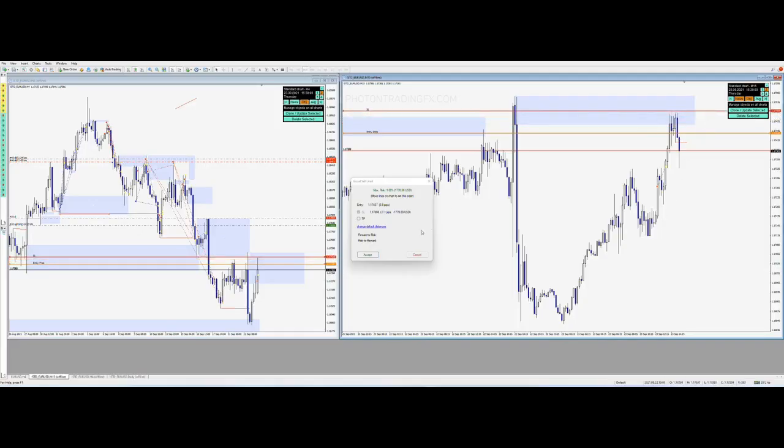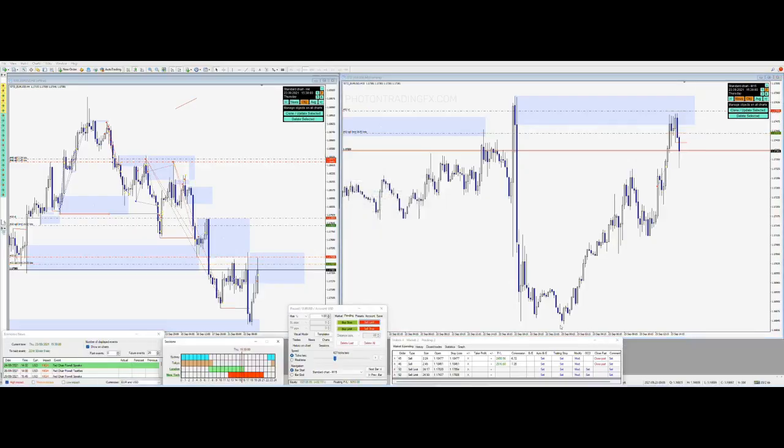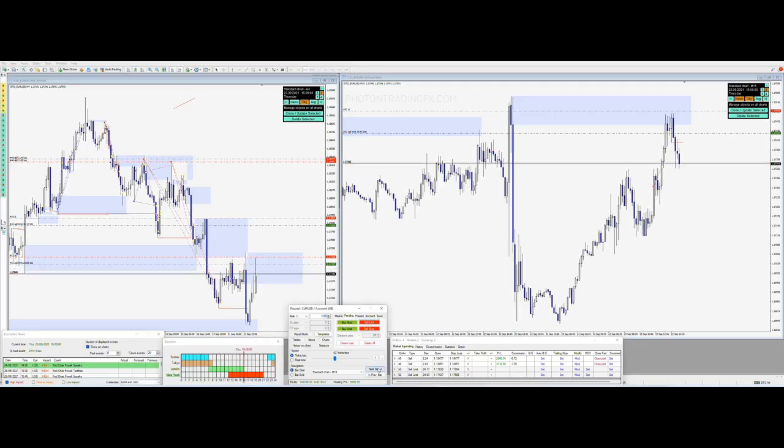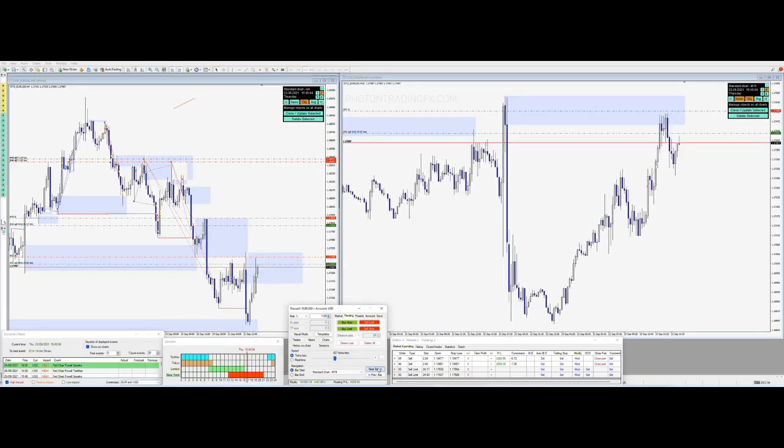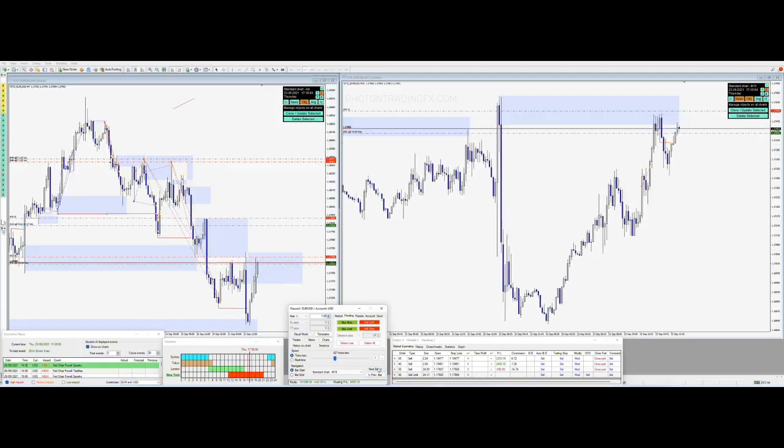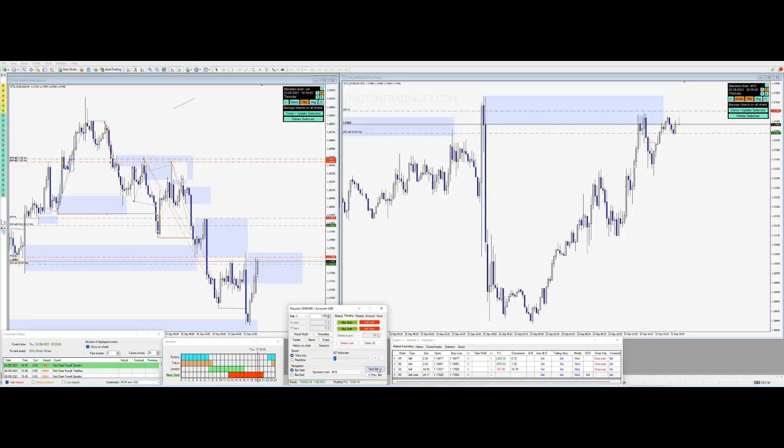We've had our shock from the mitigation. We should in theory be able to now target this week low. Let's see if we get tagged in. Is it going to pull back to us? And we're in. Let's see how it goes.